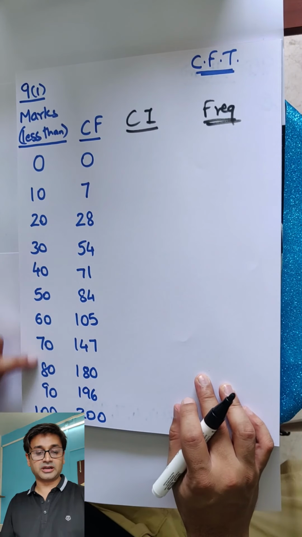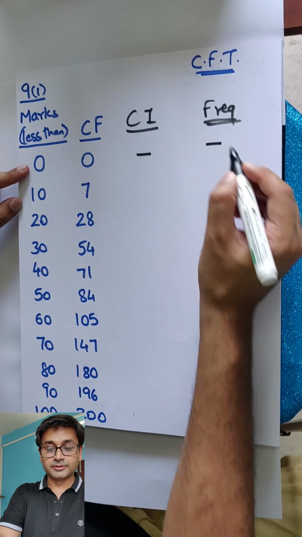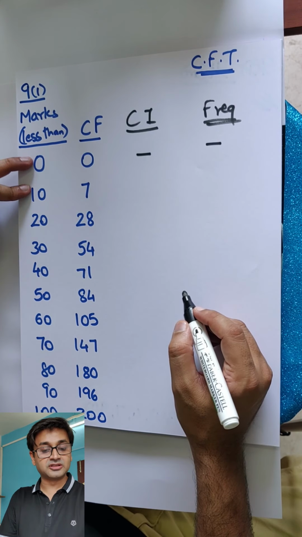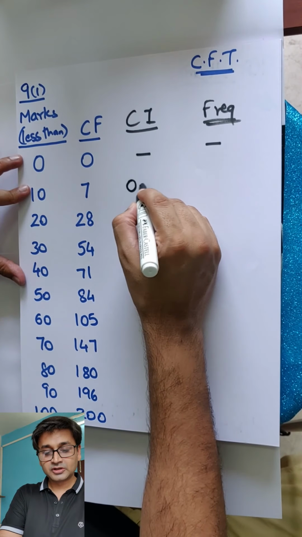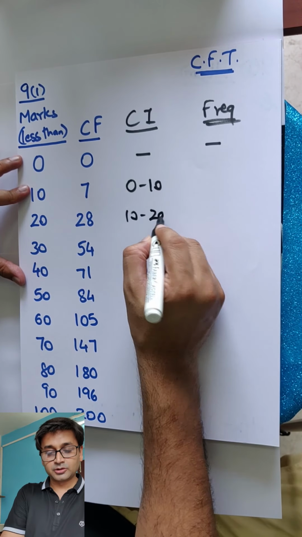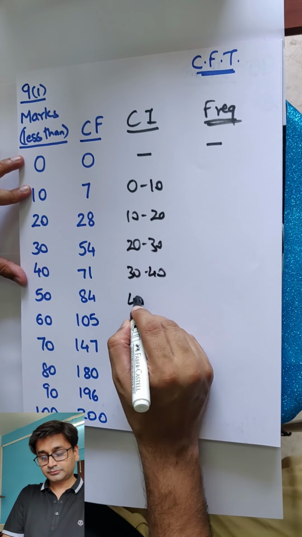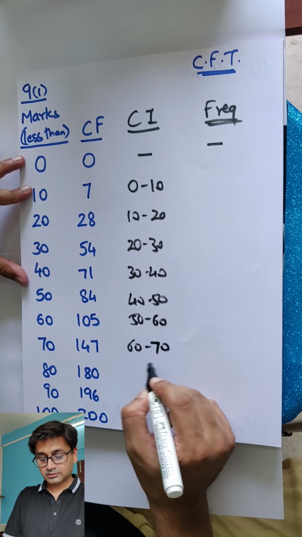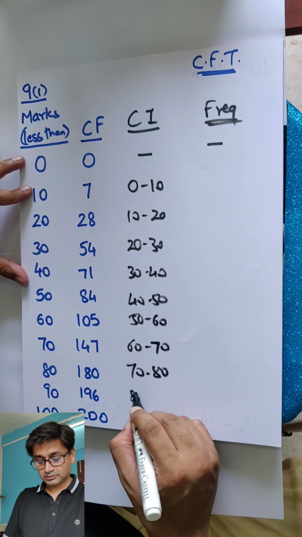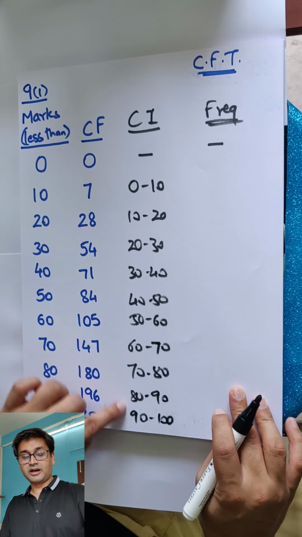So how are you going to get it? Class interval is very simple. 0 to 10 you can take. So don't look at the first one. Go directly here because this is 0 to 10. Alright. So for the first one put a blank, otherwise you will get confused. So 0 to 10, 10 to 20, 20 to 30, 30 to 40. So here we go. All the values are there.